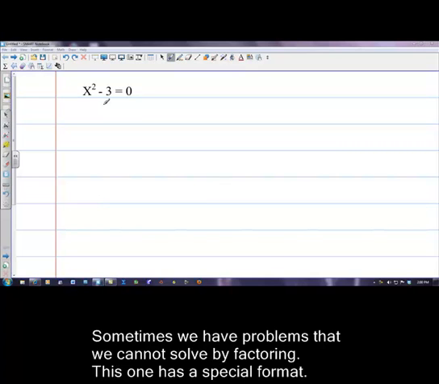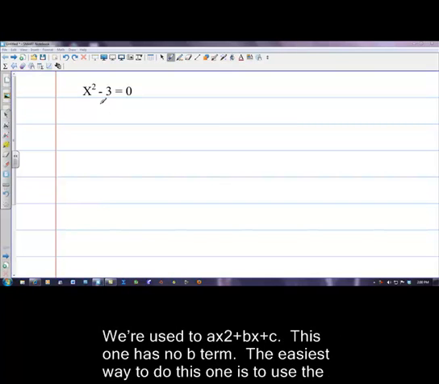Sometimes we will have problems that we cannot solve by factoring. Take for instance this one. This one's in a special format. We don't have an x right here beside the x squared. So we simply have the x squared minus 3. It's not in the format we're used to seeing, which is in the form of ax squared plus bx plus c equals 0. We're actually missing the b part of this equation.